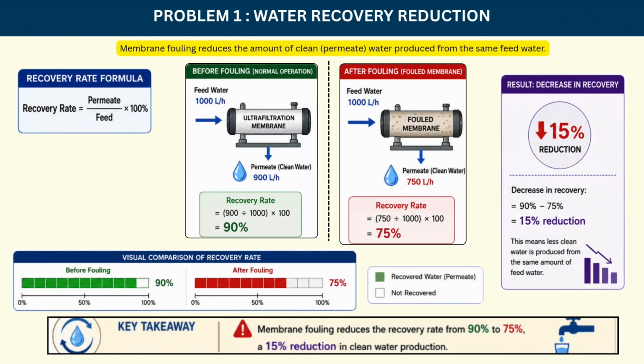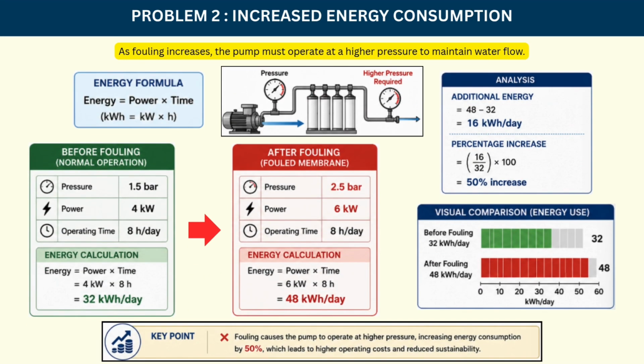First, the water recovery rate decreased. Before fouling, the system produced 900 liters of clean water from 1000 liters of feed water, giving a recovery rate of 90%. After fouling, the permeate flow dropped to 750 liters per hour, reducing the recovery rate to 75%. This represents a 15% reduction in water recovery. Second, fouling increased energy consumption. To maintain water production, the pump must operate at a higher pressure. As a result, energy usage increased from 32 kilowatt hours per day to 48 kilowatt hours per day, which is a 50% increase.